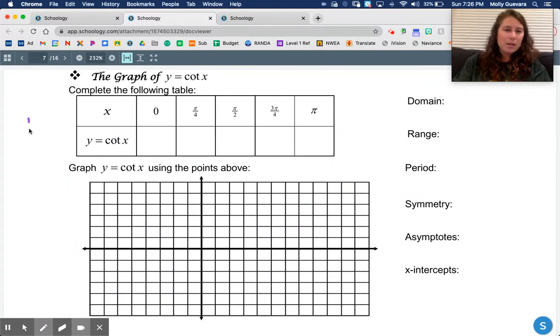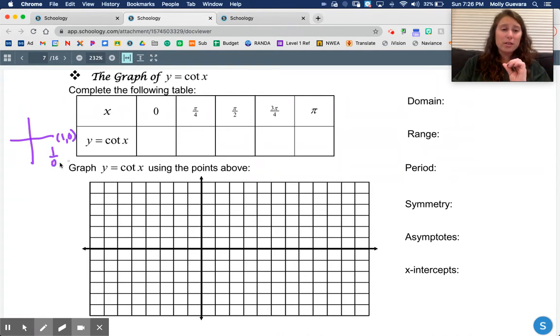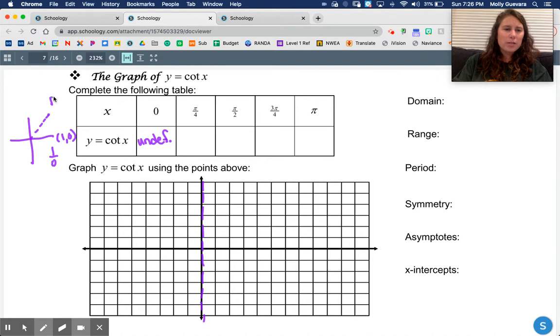And we can do it this way if you want. This is the point 1 comma 0. Remember, cotangent is x over y, so this would be 1 over 0, which is undefined. You cannot have 0 on the bottom of a fraction. So that tells me at 0, it's undefined. Well, I know that that's going to be an asymptote. Okay. Pi over 4 is root 2 over 2, root 2 over 2. So when I divide those, I get 1.